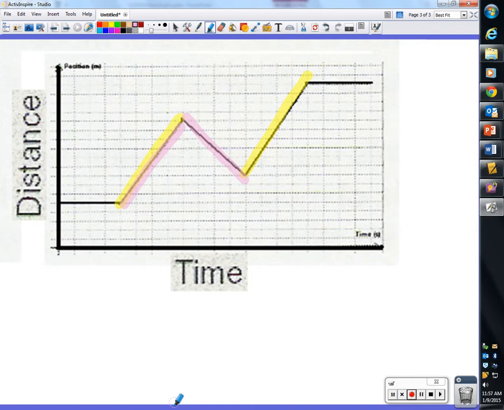I want you to look at yellow as a group and pink as a group. One of the yellow lines and one of the pink lines are the same line. You get what I'm trying to say? All right, so I want you to compare and contrast speed and velocity for the yellow pair and for the pink pair. Discuss. Go.